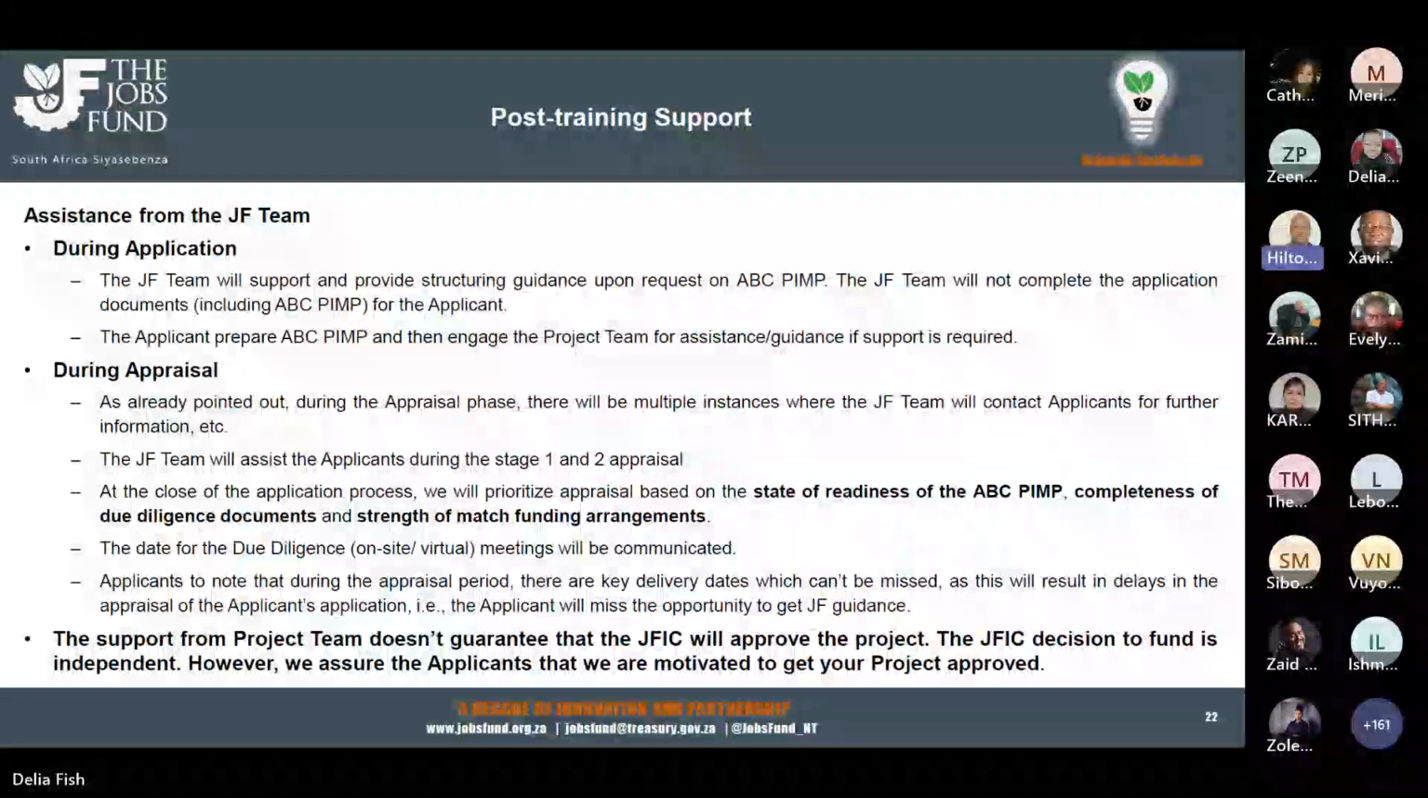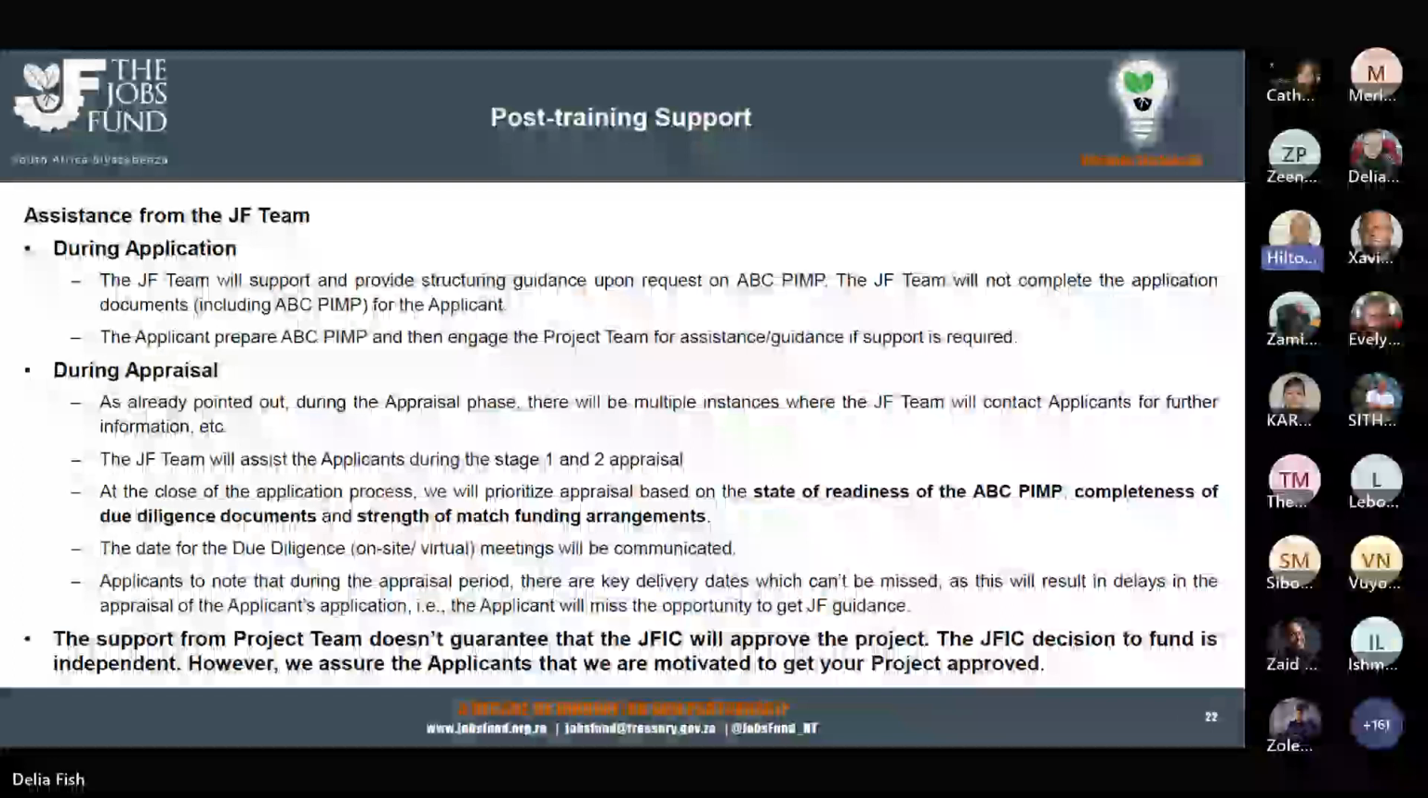Please note that the support that the Jobs Fund team will be giving you at appraisal stage does not mean that it's a guarantee for approval. The approval of the applications resides with an independent committee called the Jobs Fund Investment Committee. So we will do the best that we can as teams to recommend projects, but the final decision on whether a project is approved or not does not reside with us. It is an independent governing body that finally approves a project.